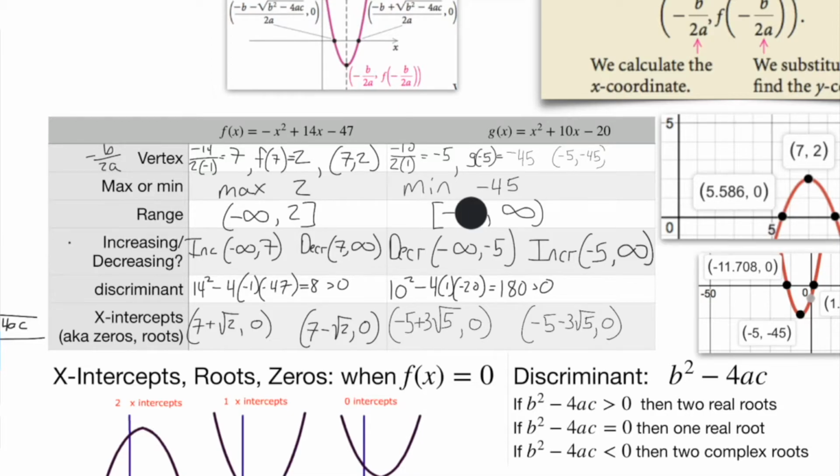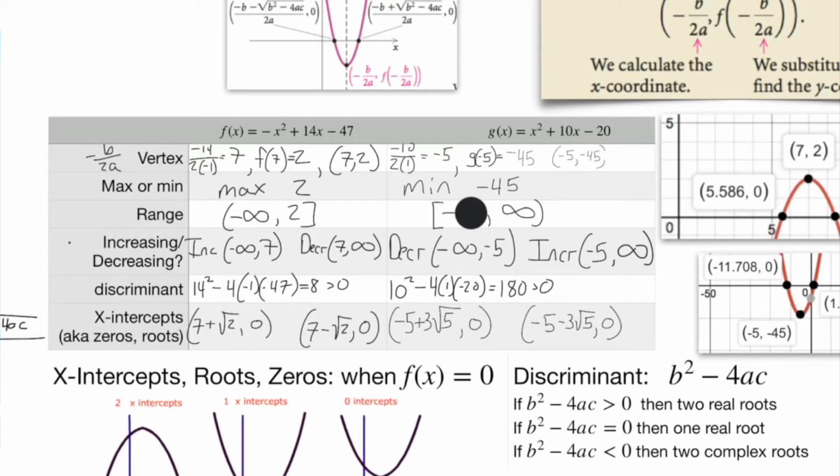The discriminant, well, if you were going to do all this stuff inside the square root of the quadratic formula, that would be b squared minus 4ac. That's 180. And because it's positive, greater than 0, we know that we're going to have two real roots. The quadratic formula will yield two real roots. And here they are. Once you do the whole thing, it's negative 5 plus 3 square roots of 5, comma 0, and negative 5 minus 3 square roots of 5, 0. They're the two roots, and they're decimal equivalents.